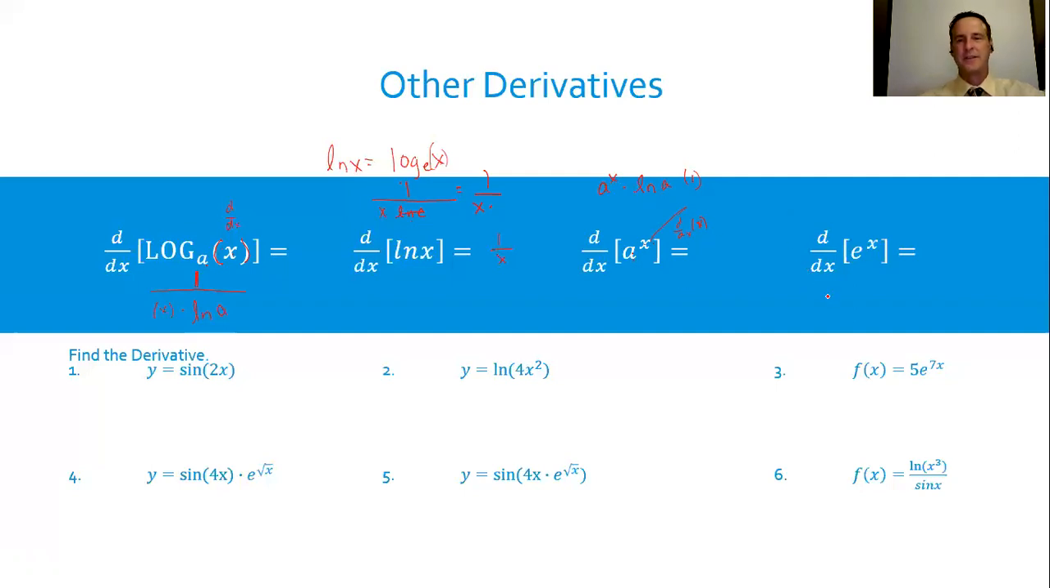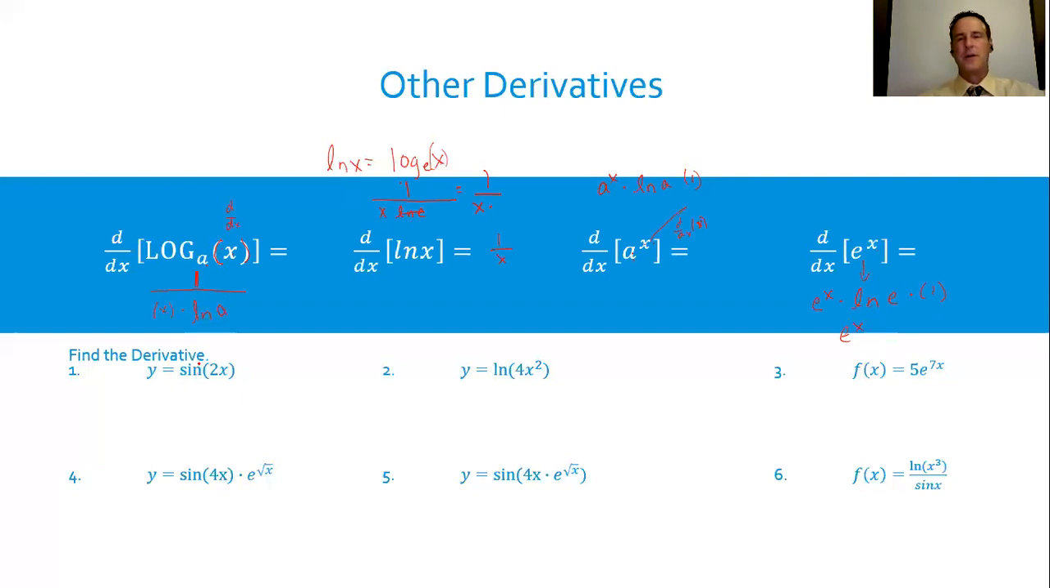Your overall answer would be a to the x times the natural log of a. And if you had that same rule here, again, all you do is repeat it: e to the x, times the natural log of the base, which is e, times the power's derivative, which is 1. And all of those will go away, and you're just left with e to the x. That's why the derivative of e to the x is e to the x.